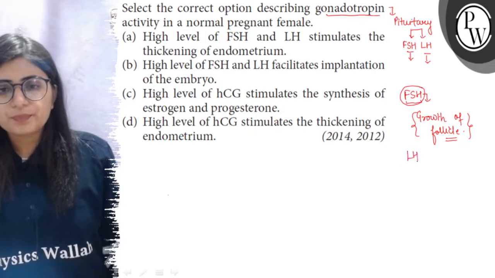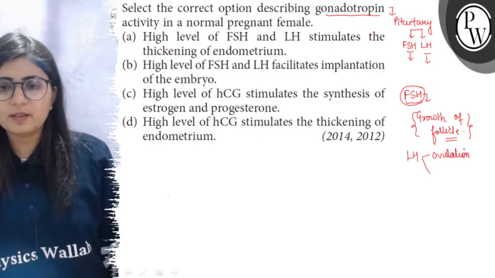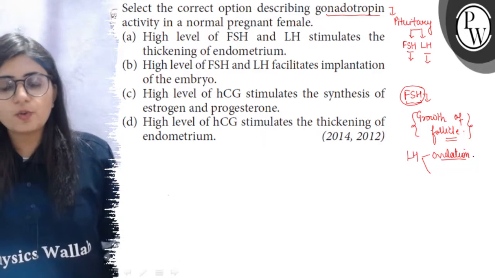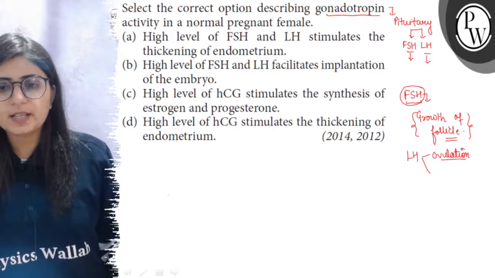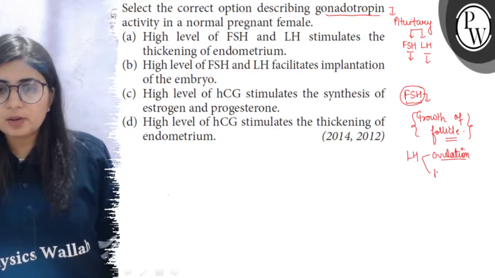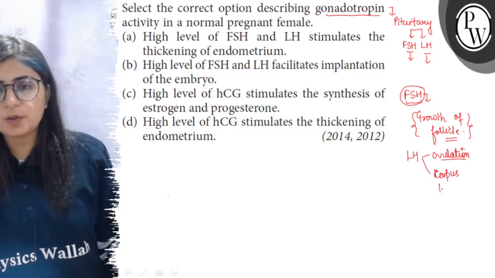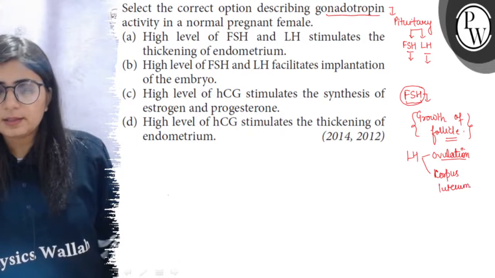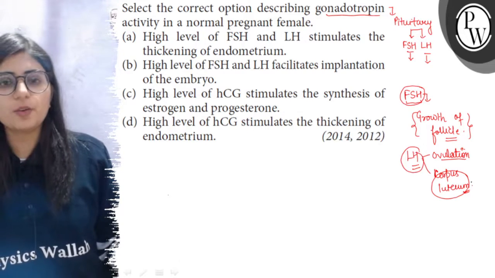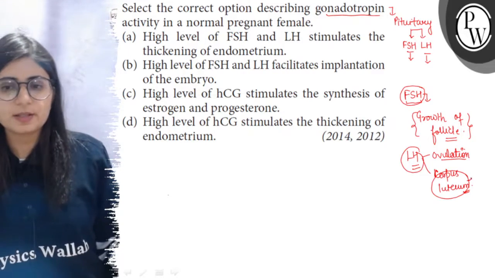While LH's function is ovulation. When there is an LH surge, meaning a sudden increase in LH level, it causes ovulation, or the release of the secondary oocyte from the ovary. The second function is that it forms and maintains the corpus luteum. If the LH level is high, the corpus luteum will continue to persist.